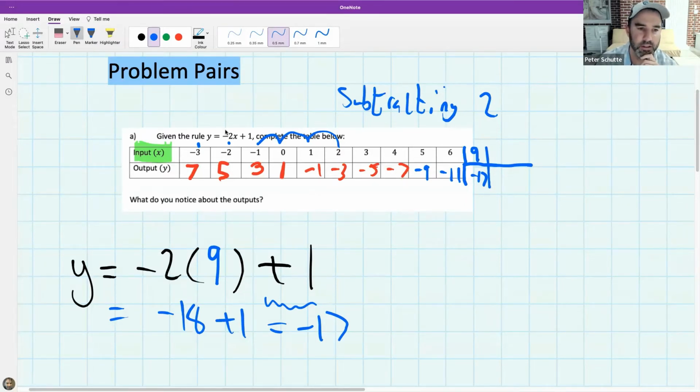It's odd numbers. There are odd numbers, absolutely. Did you notice this though? Did you notice that the number in front of the X is a -2? And you were also subtracting 2. That's something I want to point out for future questions, that relationship. Okay. Cool.